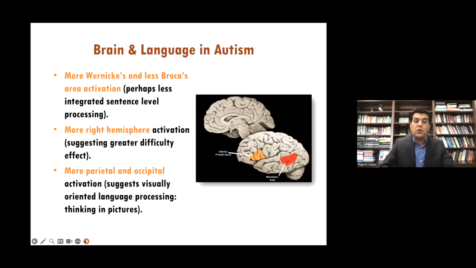And then we saw more parietal and occipital activation, showing more visually oriented thinking, just like Temple Grandin, thinking in pictures, more visual thinking you can see there. So more Wernicke's activation, more right hemisphere activation, and more visuospatial processing-related activation, you can see as an emerging pattern in brain and language in autism.